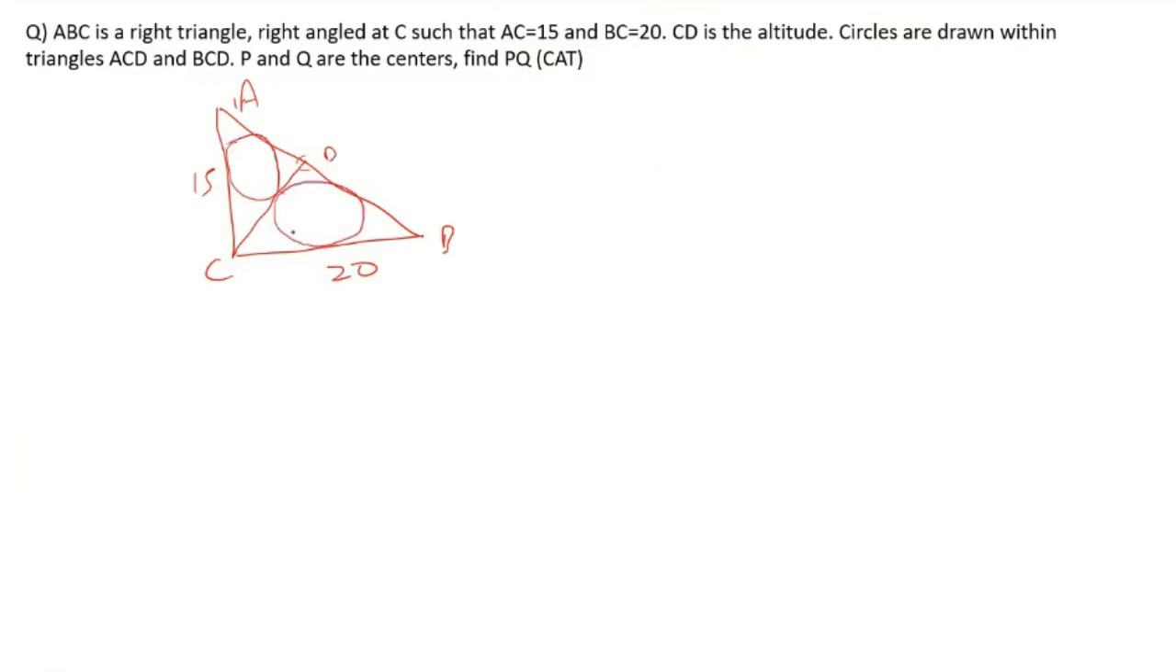Something of this sort. P and Q are the centers, find PQ. Simple, if you can find both the radii, it will be just R1 plus R2. PQ is nothing but R1 plus R2, as you can see. Now, the entire question becomes just figuring out what is R1, what is R2.